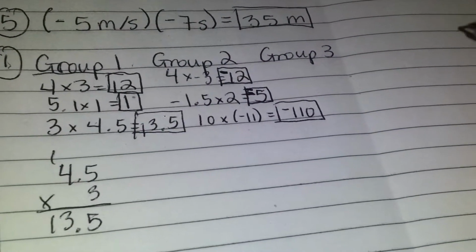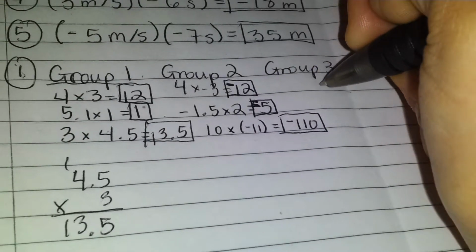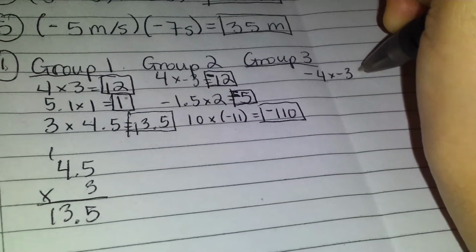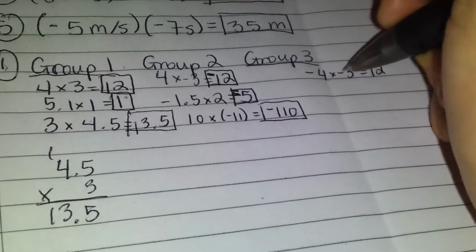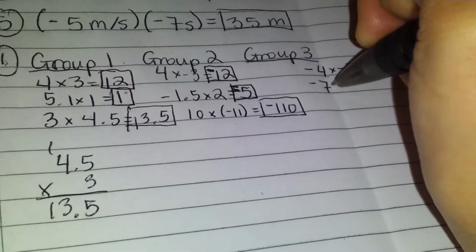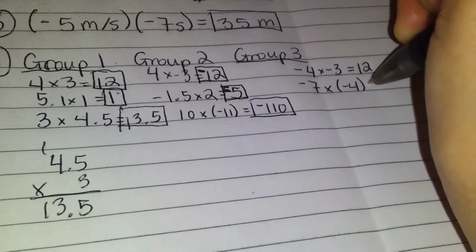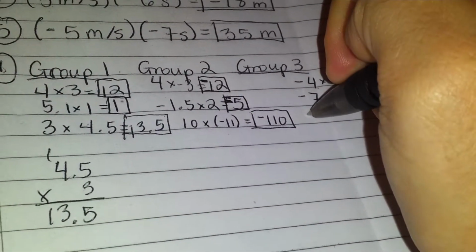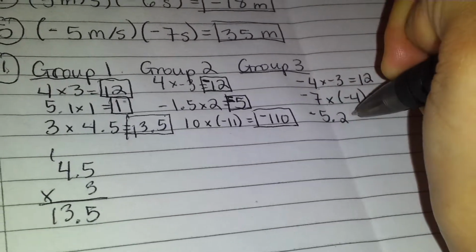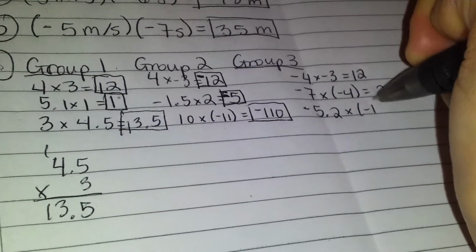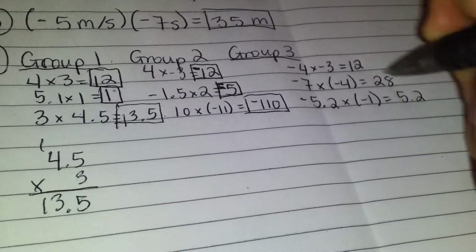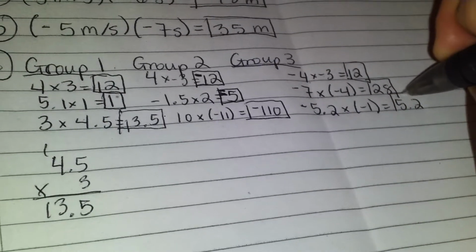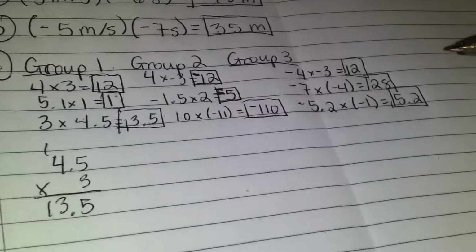Let's try group 3 now. In group 3, we have a similar set of questions, but each one has two negative numbers. We have negative 4 times negative 3 equals positive 12. Remember, two negative signs cancel each other out. We have negative 7 times negative 4 equals positive 28. Again, positive, because we have two canceling each other out. And we have negative 5.2 times negative 1 equals 5.2. And it's always nice to make your answers clear by putting boxes around them.